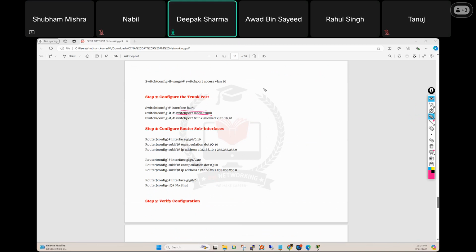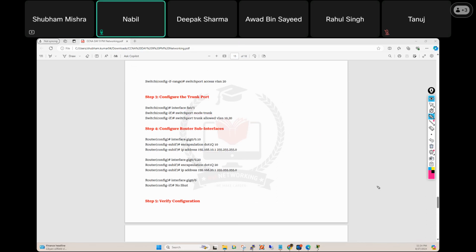But in real scenarios, we are not doing it like this. We only allow the VLANs which we want to configure on the switch. So this is the command: switchport trunk allowed vlan 10, 20. Whatever VLAN you want to allow, you can write the VLAN ID. Are you clear, everyone?